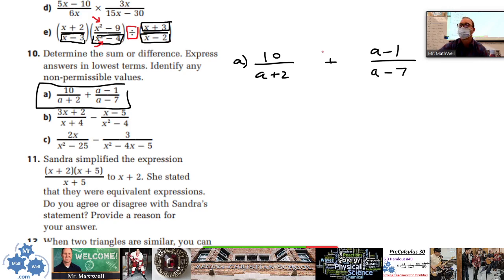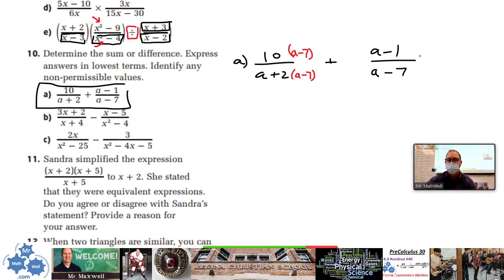So what I need to do is I need to get a common denominator. So I have to multiply top and bottom here by a minus 7, because the other term has an a minus 7, this one doesn't. And over here I need to multiply top and bottom by a plus 2. And you're only concerned with the denominators, not the numerators.